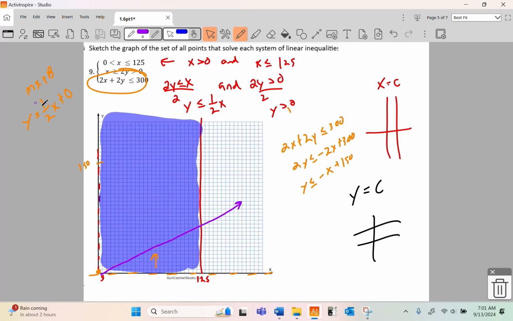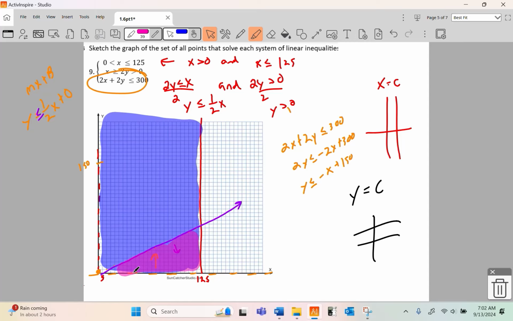Anyways, this was less than or equal to. That's why I did a solid line. It's also telling me to shade below. So I have this guy saying shade up, this guy saying shade below. I'm shading all that stuff inside that triangle.